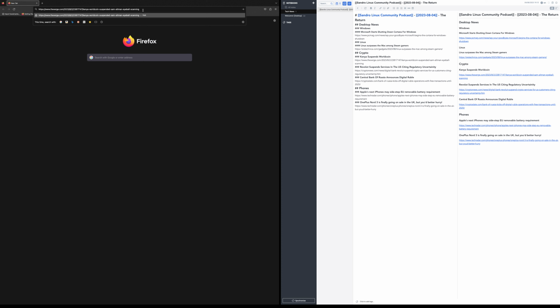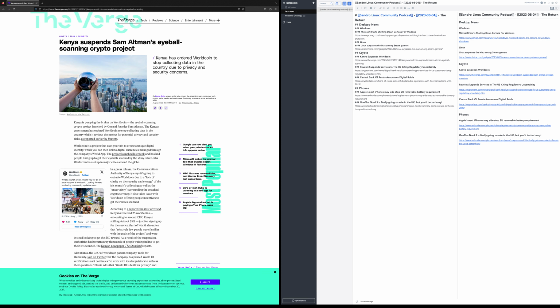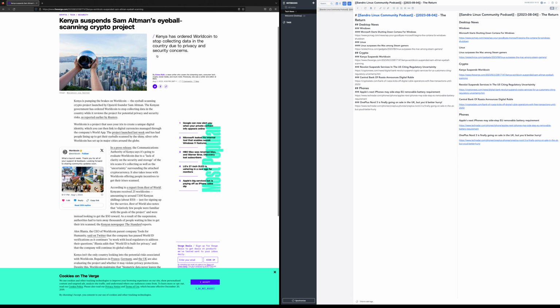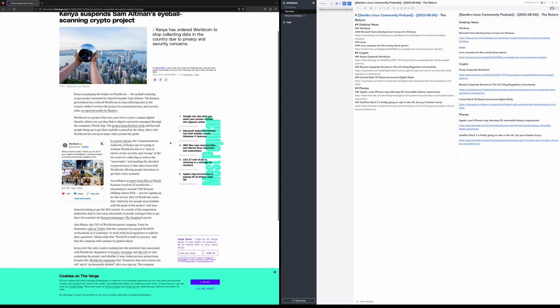So we're getting on to some of the crypto stories here, some stuff that's come into the news recently. Kenya has suspended WorldCoin. WorldCoin is a crypto project which was launched by Sam Altman.